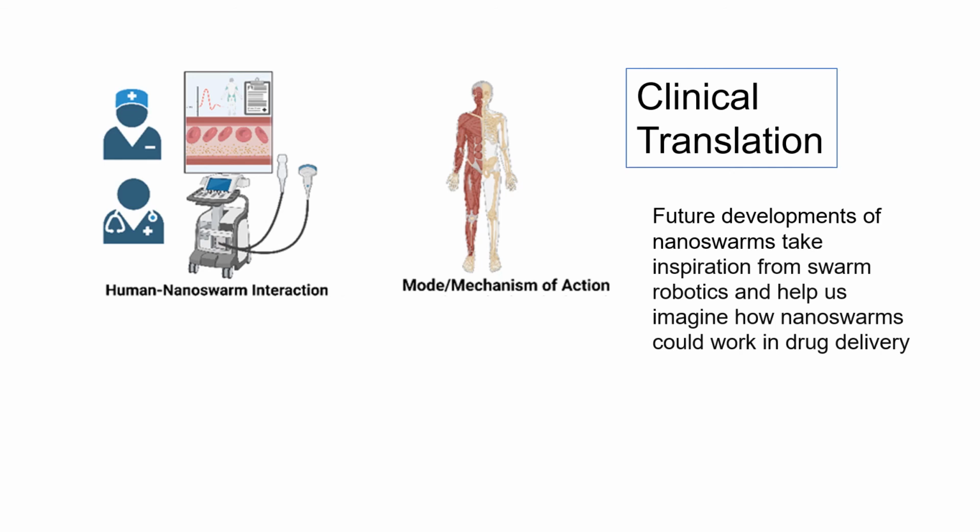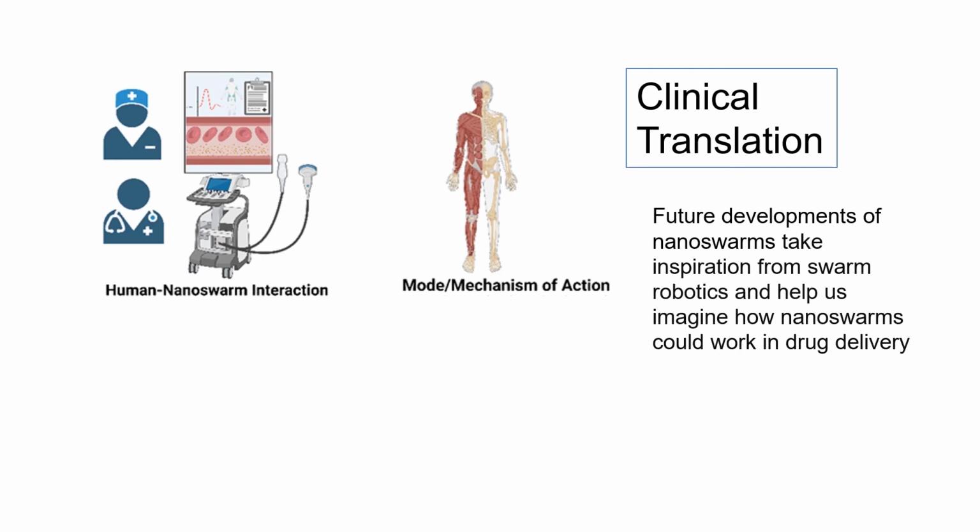So when we think about human nanoswarm interaction, this would allow humans to control or receive information from the nanoswarm. So, for example, a human operator could track the nanoswarm in real time and could have different levels of control of the nanoswarm system depending on levels of nanoswarm autonomy.